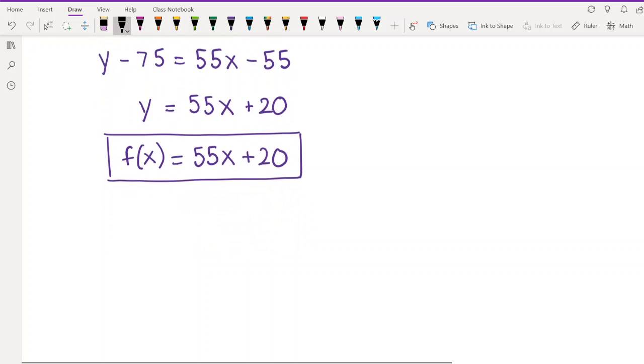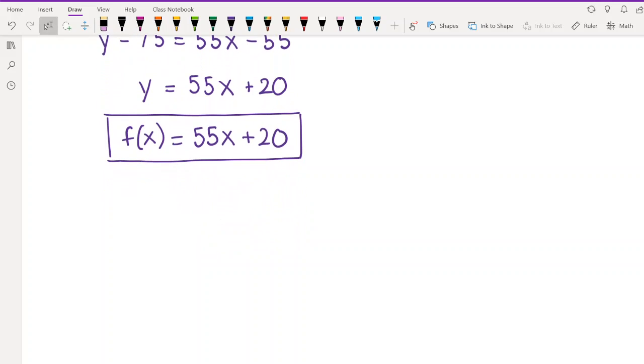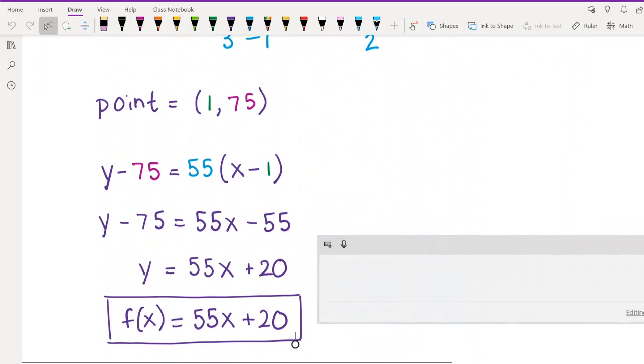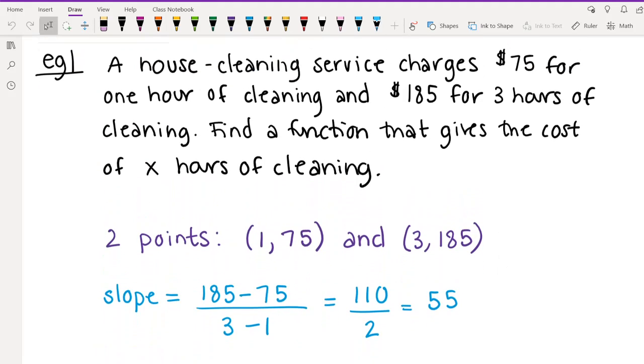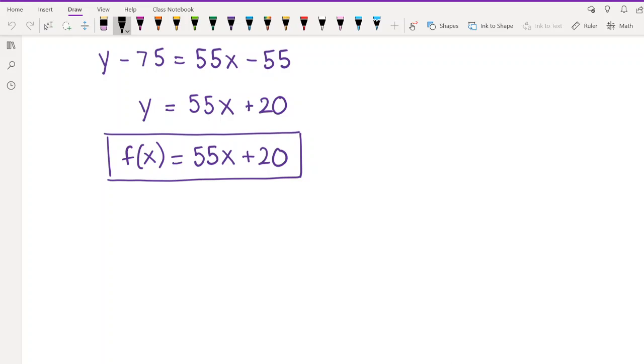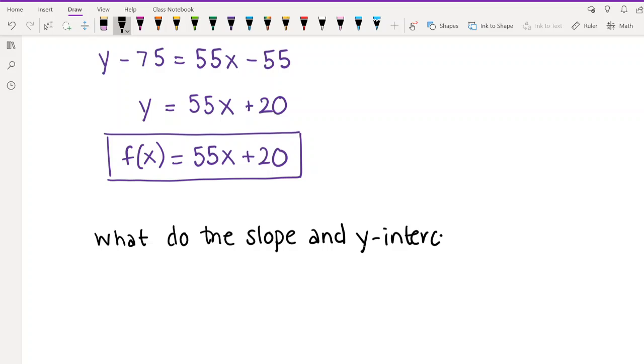Okay, one more question I just want to ask about this. Now that we have this in function notation, we can interpret a little bit better what's going on with this fee, right? Here, the information we were given was just kind of random. If you do 1 hour, it costs this. If you do 3 hours, it costs that. We didn't really understand where that cost was coming from. But now that we have this in function notation, we do. So what I want to answer here is basically what do the slope and the y-intercept tell us about how this cost works?